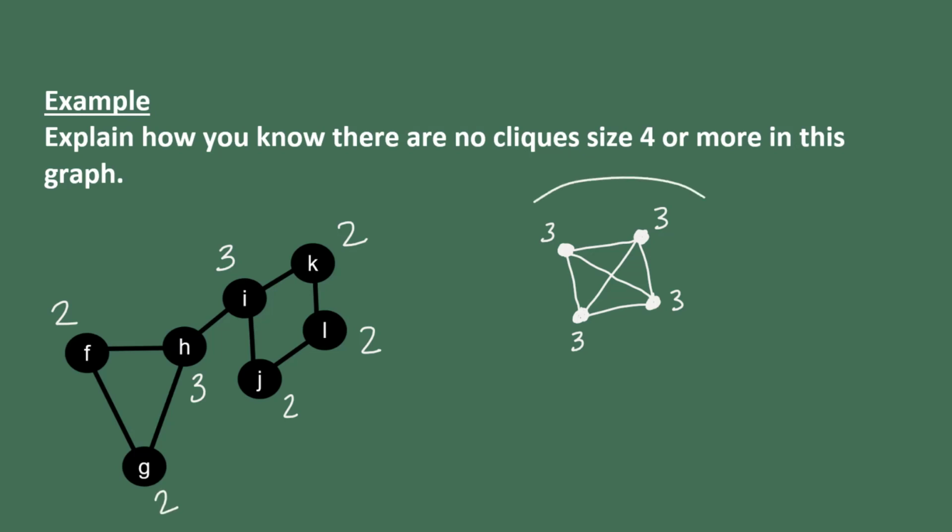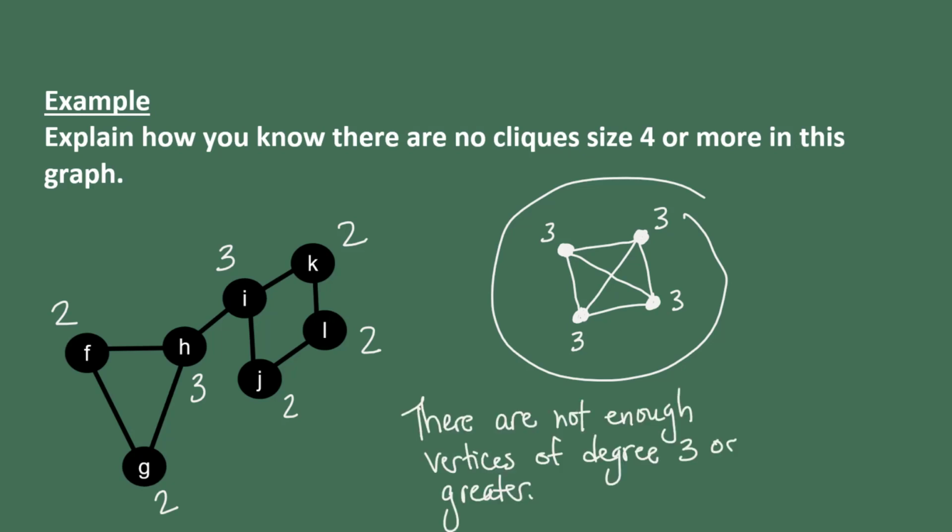So we definitely don't have a situation where we could remove a subgraph from this graph and have 4 vertices of degree 3. The reason I say there are not enough vertices of degree 3 or greater is because when you remove a subgraph from the original graph, you reduce the degree of at least one of the vertices by detaching it from an edge.